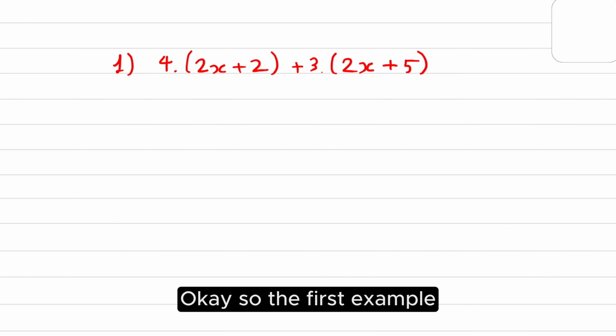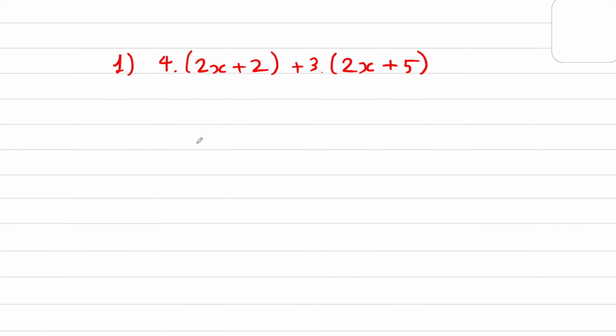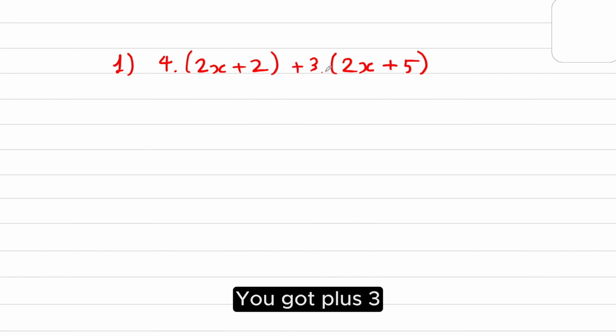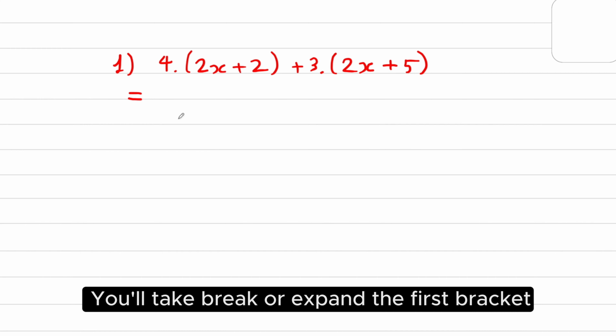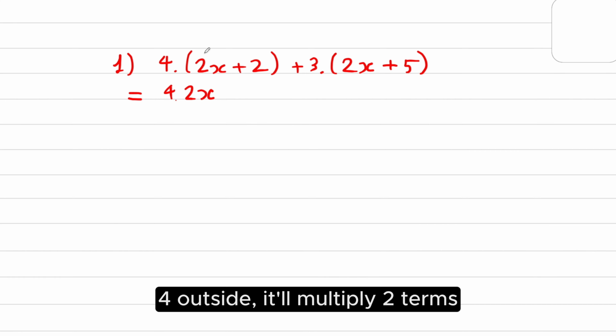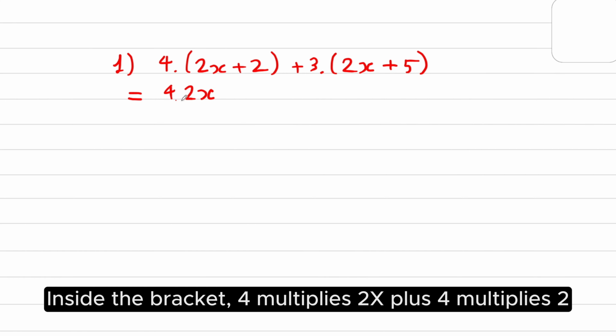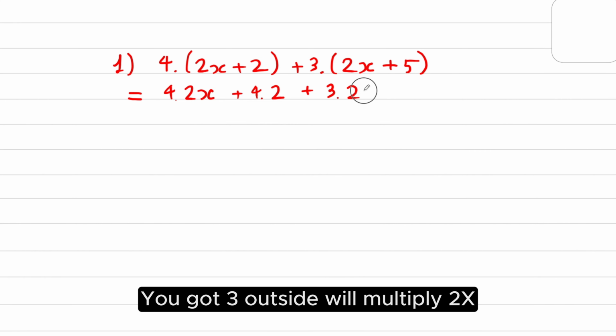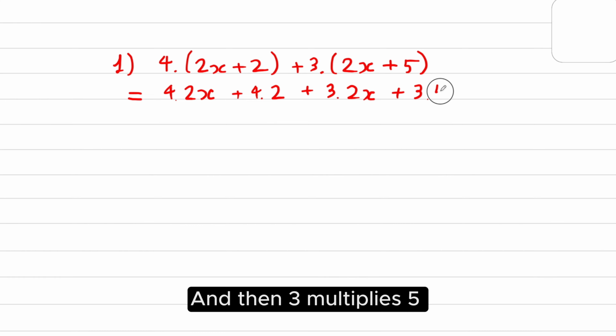Okay. So the first example, you got something like this. Let's start with example 1. You got the first bracket, 4 outside the bracket multiplying 2x plus 2, and in the second bracket you got plus 3 and 2x plus 5. So the first step, you will expand the first bracket. 4 outside will multiply the 2 terms inside the bracket: 4 multiply 2x plus 4 multiply 2. And expand the second bracket: 3 outside will multiply 2x, and then 3 multiply 5.